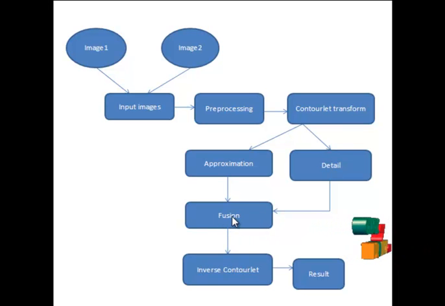After fusing the information, it will go to the inverse contourlet transform. The inverse contourlet transform is the reverse process of the contourlet transform. It is used to reconstruct the image to the original form. So after the inverse contourlet transform, finally we are getting the fused images.